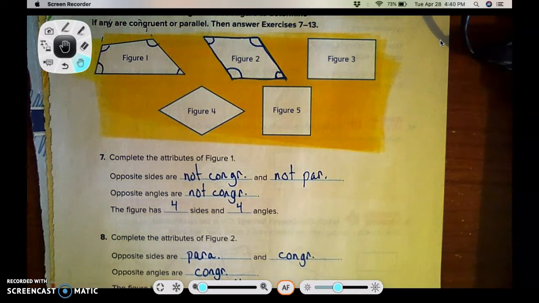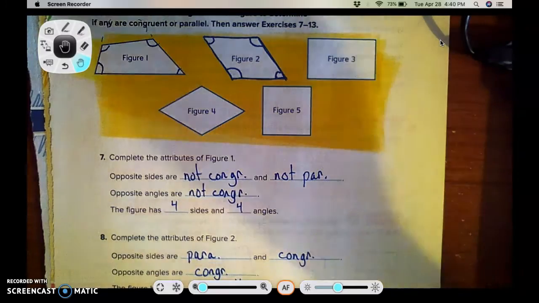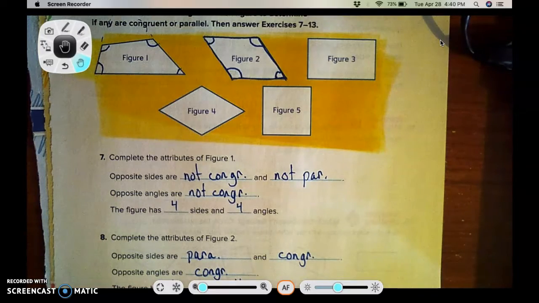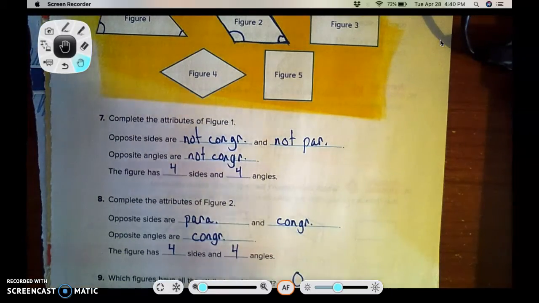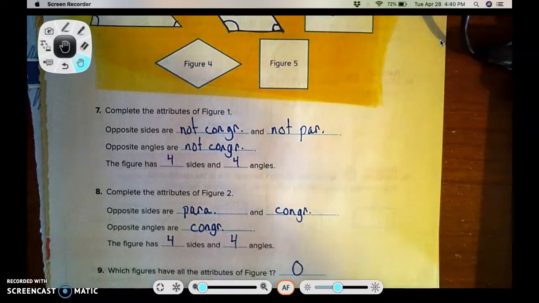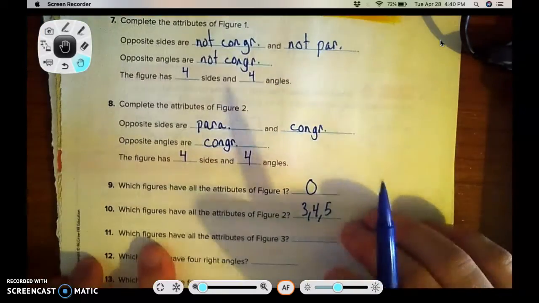Oh, sorry. Sorry, I got goofed up, I think. Let me see. Oh yeah, sorry, number 11, down here.